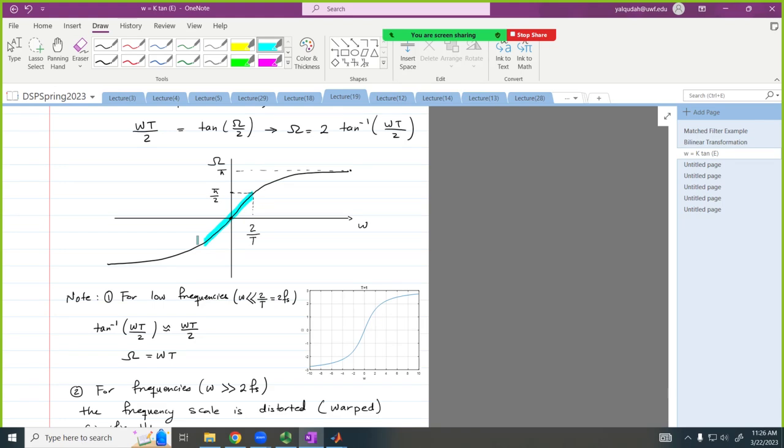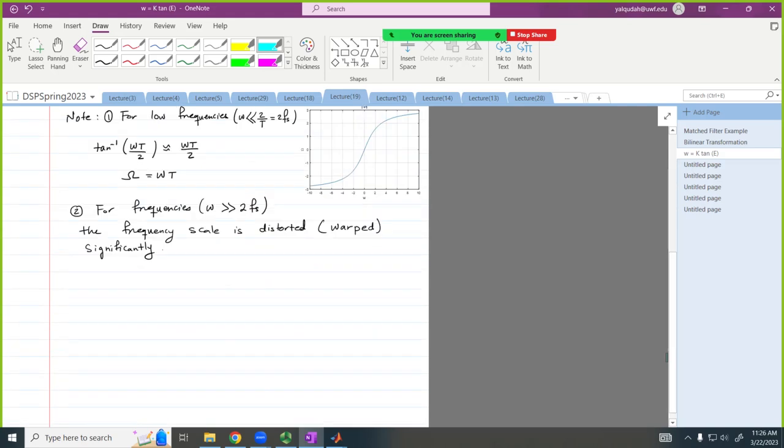Here it is linear. If I take a frequency, and another frequency double, they're going to be doubled here. Here, if I take a frequency and double it, if I look at the transformation, it's not doubled. Make sense? So in that region, we're going to have a very wide frequency range for W that is going to map into a narrow frequency range for omega.